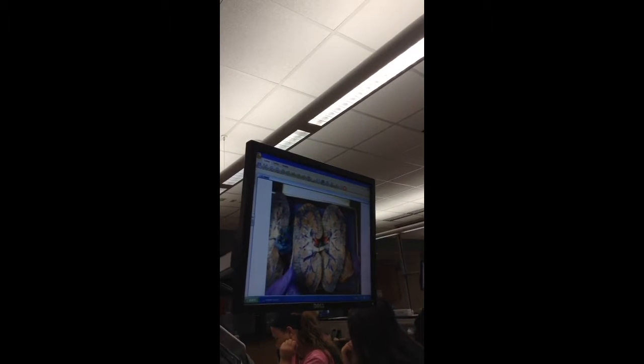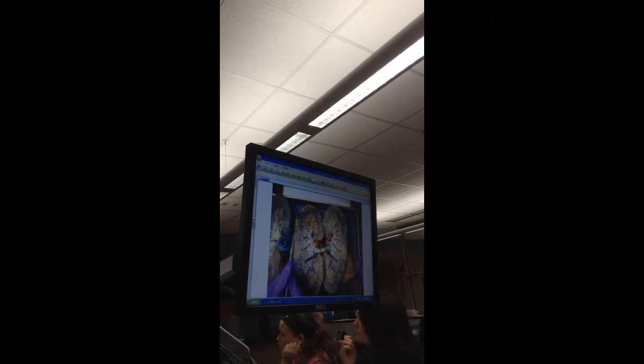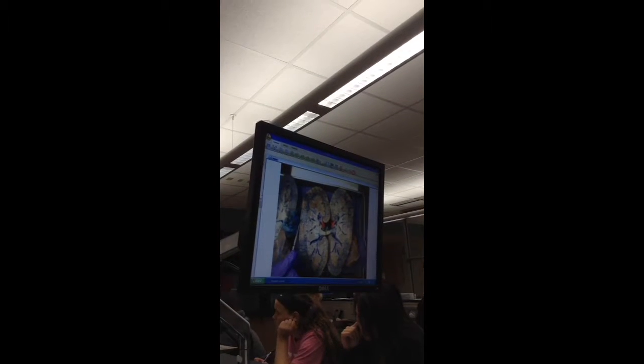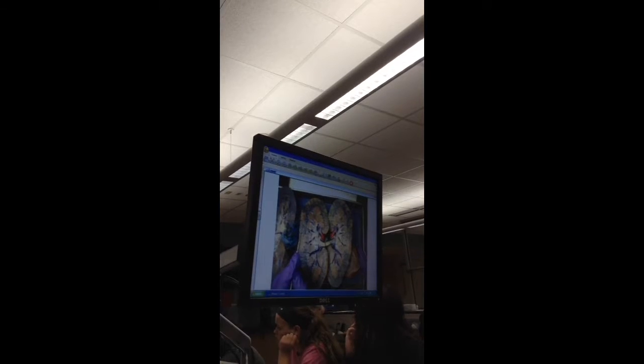And the cortical radiate arteries and veins, those are going to be in the cortex. So all of these little vessels, again, mostly what we're seeing are the blue ones, but you can see some red. Those are the cortical radiate arteries and veins in the cortex.